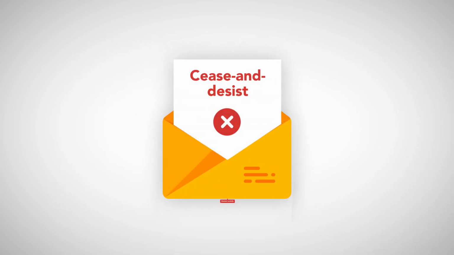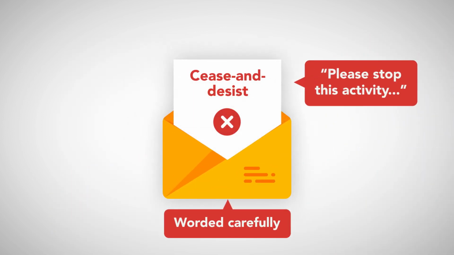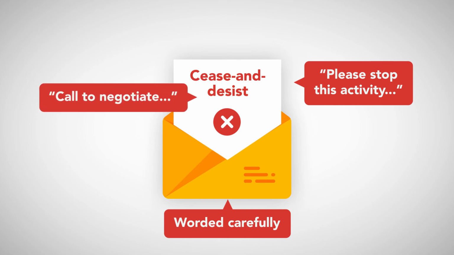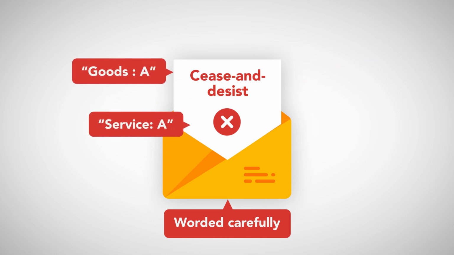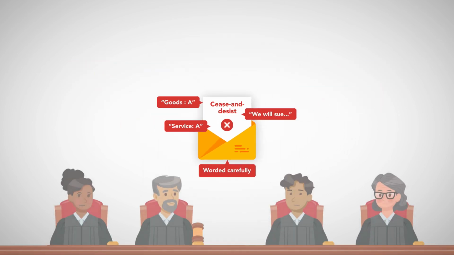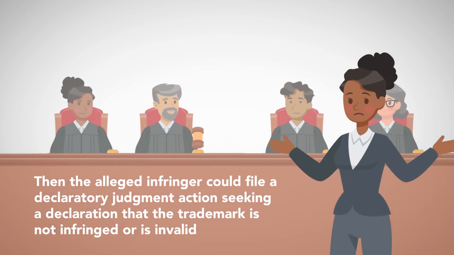Cease and desist letters should be worded carefully. The owner could simply ask the infringer to stop its activity, or the owner could offer to negotiate a compromise. However, if the letter specifically lists the infringing goods or services, and if the letter threatens litigation, then the alleged infringer could file a declaratory judgment action seeking a declaration that the trademark is not infringed or is invalid.